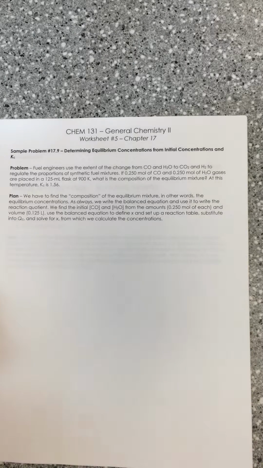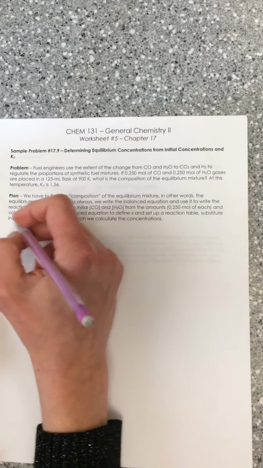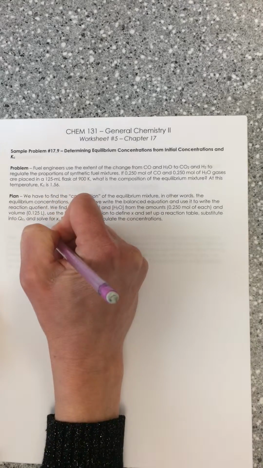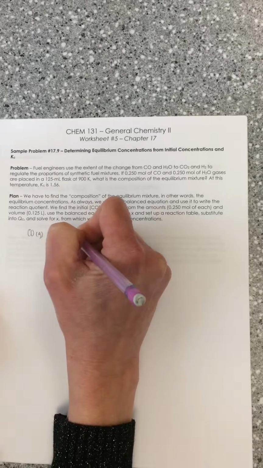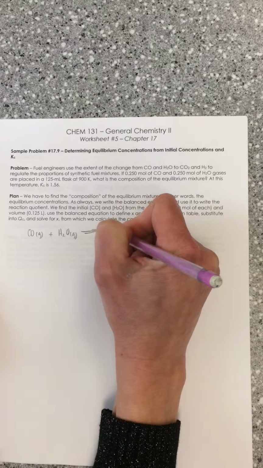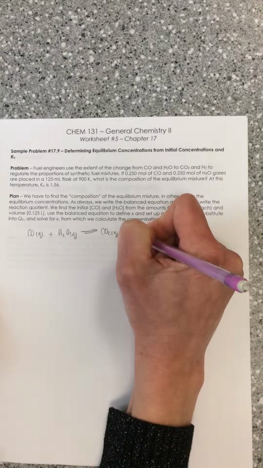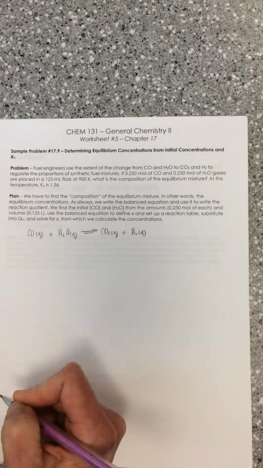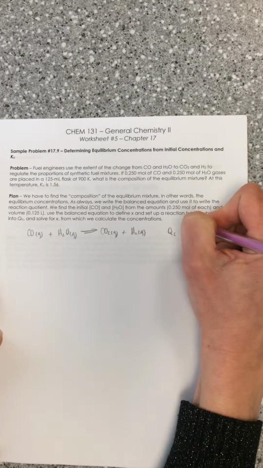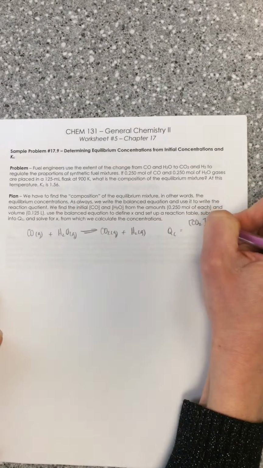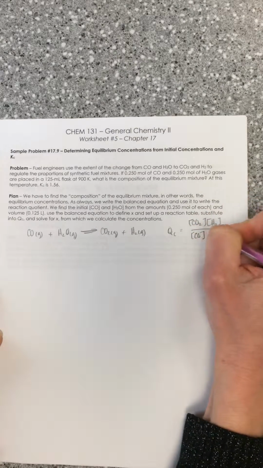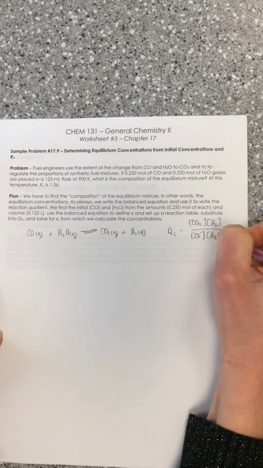So going through the steps that we'd like to take, first step is always write a balanced chemical equation. So carbon monoxide gas plus H2O gas gives us CO2 gas plus H2 gas. First step. Second step, write the reaction quotient. Qc equals CO2 times H2 over CO times H2O.